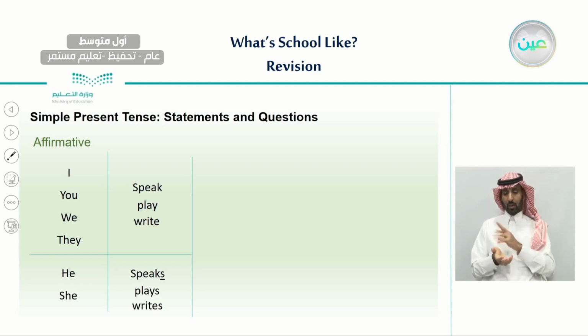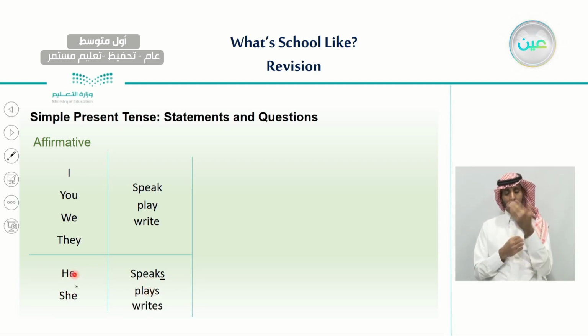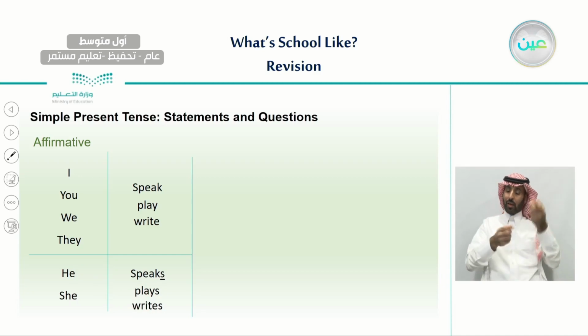But when we use the third person singular pronoun, he or she, in this case, we add s to the verb. For example, we would say, he speaks English. She plays football. He writes homework. So in this case, we add s. When can we add s? If we use the third person singular pronoun, he or she.